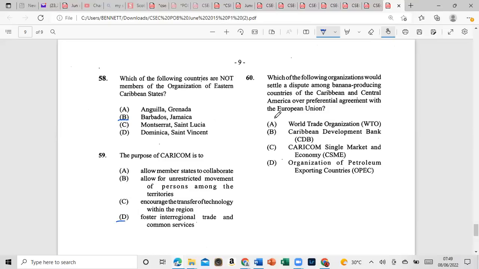Number 60 now. Which of the following organizations should settle a dispute among banana producing countries of the Caribbean and Central America over preferential agreement with the European Union? And that would be A, the World Trade Organization.